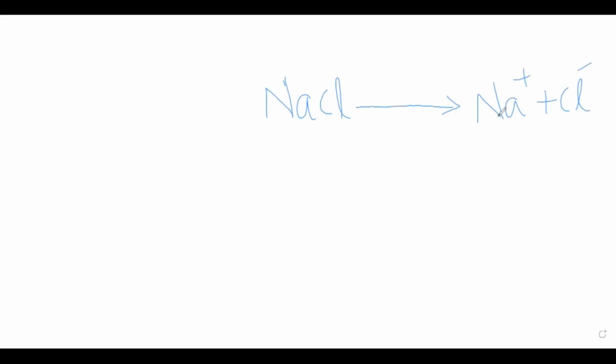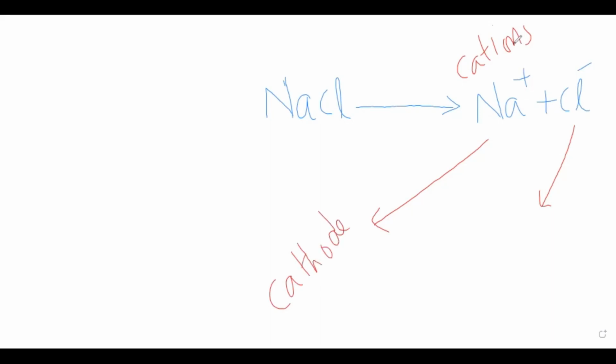Sodium and chloride. Sodium ions will move towards which electrode? Cathode. Beta, positive ions are called cations, and cations always move towards the cathode during electrolysis. So they will come over here and move towards the cathode. Now what happens with them?